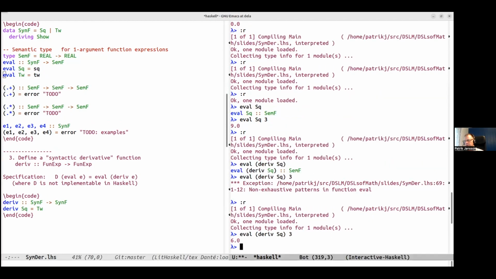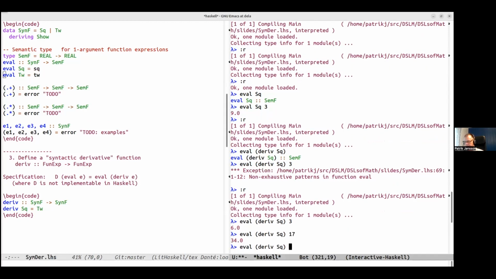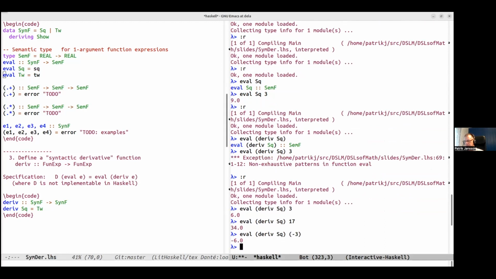Okay, now we can evaluate the derivative of the squaring function at 3, or for that matter at 17, or at -3, and so on. So, of course, this is not a very useful data type for simple functions. I mean, it only has basically 2 functions, squaring and twice.